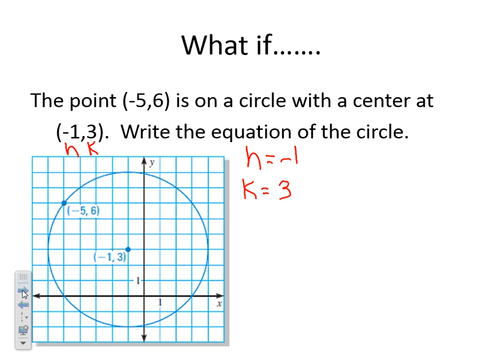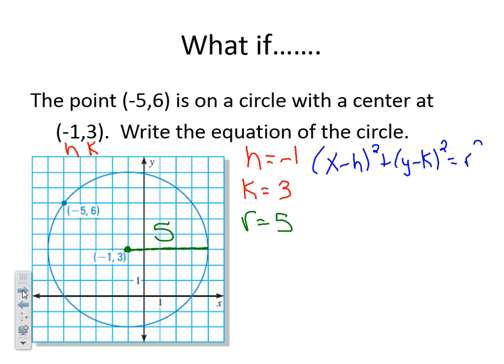So what I need to do is take my center point and count all the way outside to the edge, and I have to go through a straight point. So here it's 1, 2, 3, 4, 5. So my radius is 5. Now once I have all this information, I can write my equation. Now remember, it's x minus h squared plus y minus k squared equals r squared. Plug in what I know. x minus a negative 1 squared plus y minus 3 squared equals 5 squared, right?